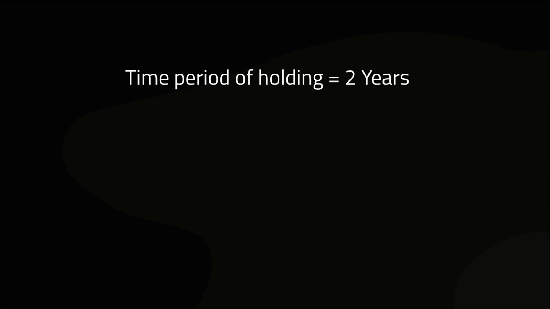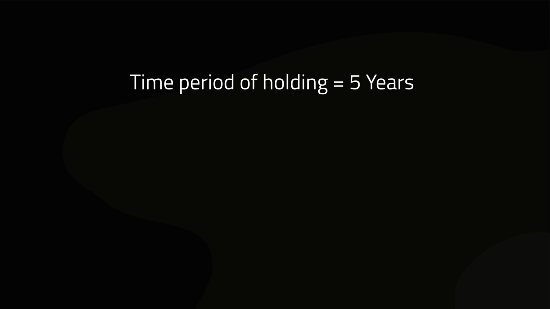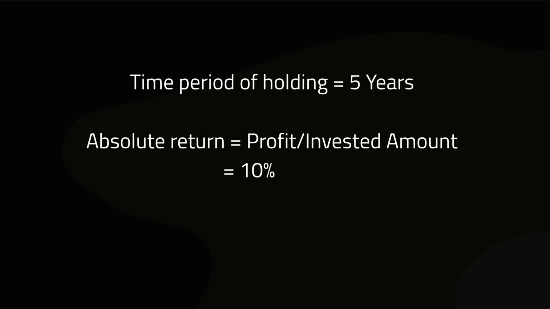If this growth happened in 2 years, the absolute return is 10%. And even if the same growth happened over 5 years, the absolute return is still 10%. So friends, absolute return actually ignores the time factor. So next time somebody tells you, I got a 30-40% return, remember to ask them the time period. And this is precisely why we need CAGR.